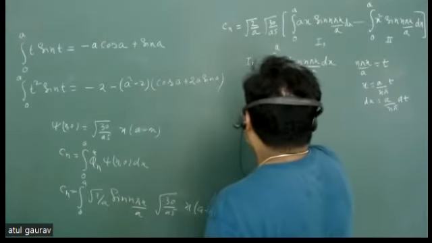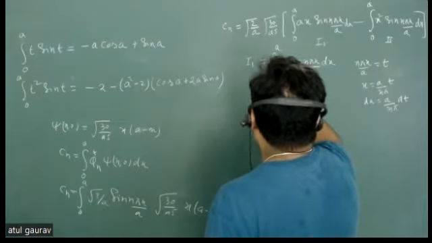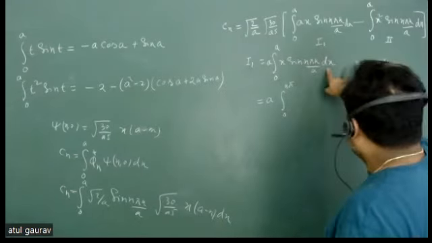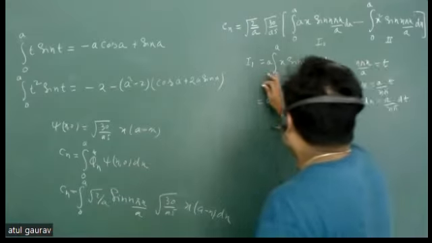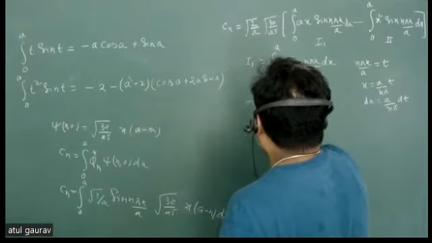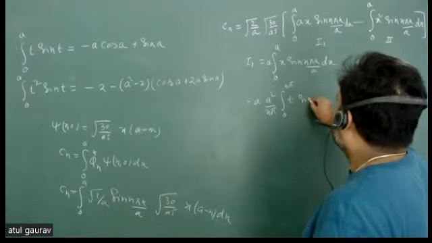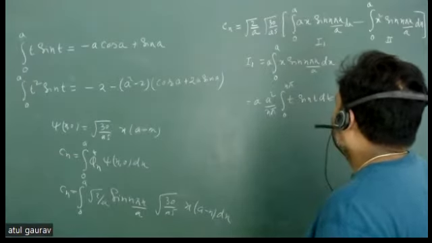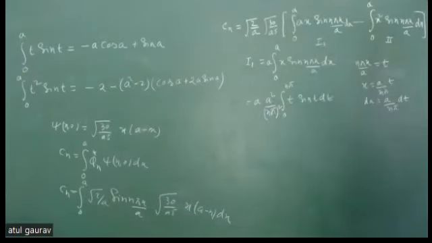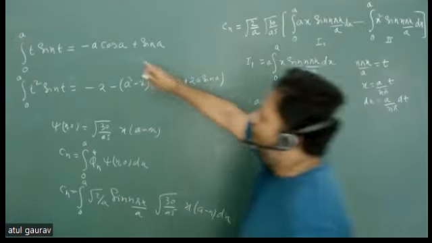So what will happen? This integration will change to 0 to n pi, and if the power is 1, then 1 will be for dx and 1 will be for this x. So what will come outside this integration? A square upon n pi square will come outside, and here it will be t sine t dt. N pi square, exactly. That is n pi square will be there.